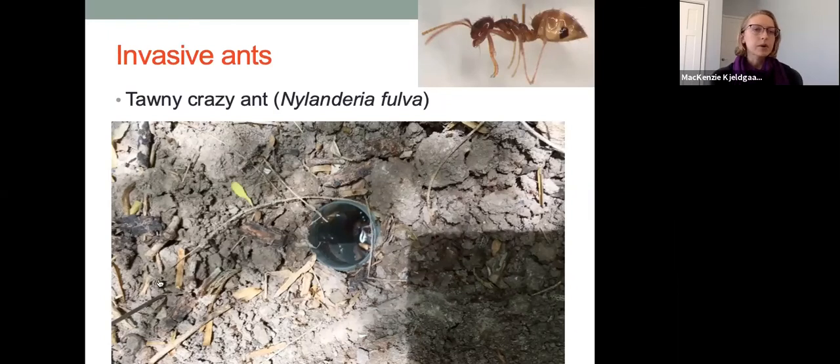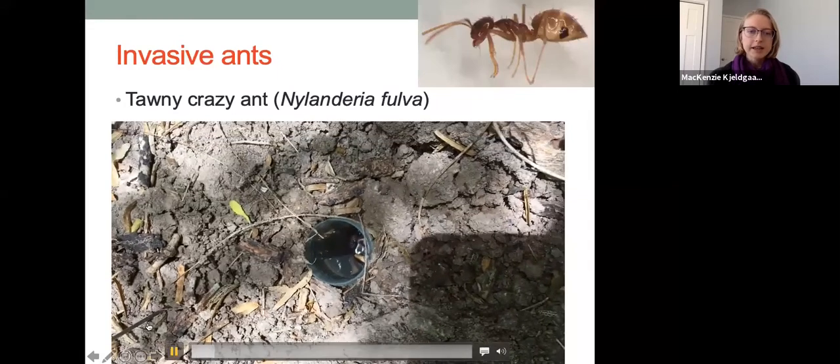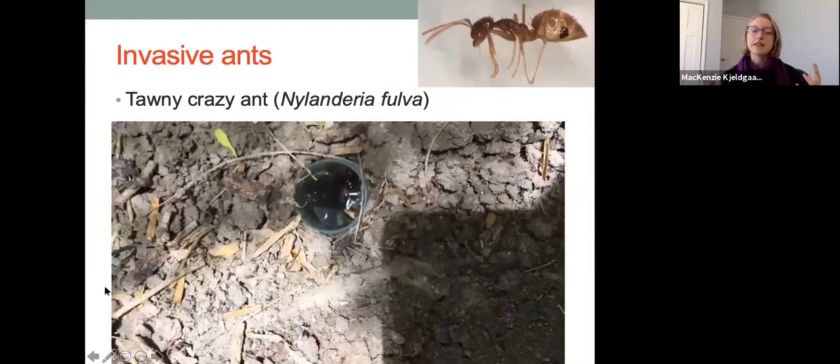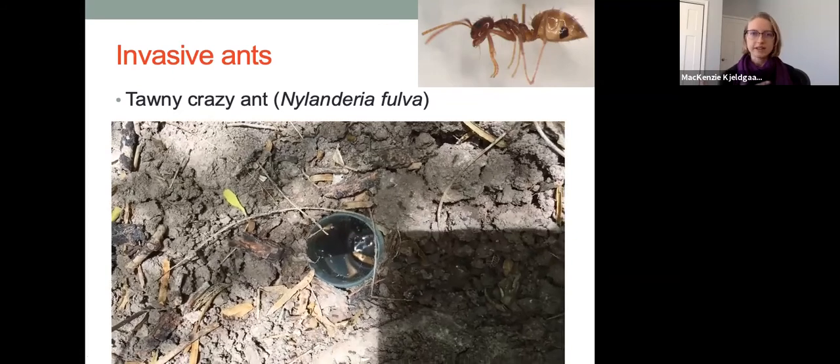So this is an example at one of my field sites here. I've got a pitfall trap there in the center, but I really want to draw your attention to the ground surrounding the pitfall trap. So hopefully this video will work. But you can basically see that the ground is just crawling with Tawny Crazy Ants.